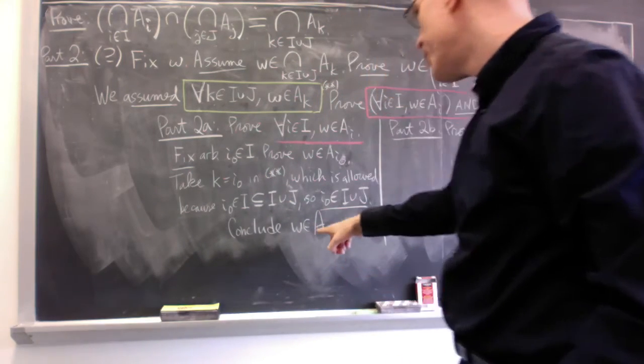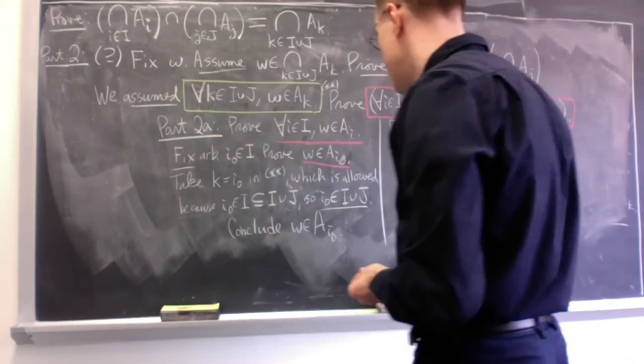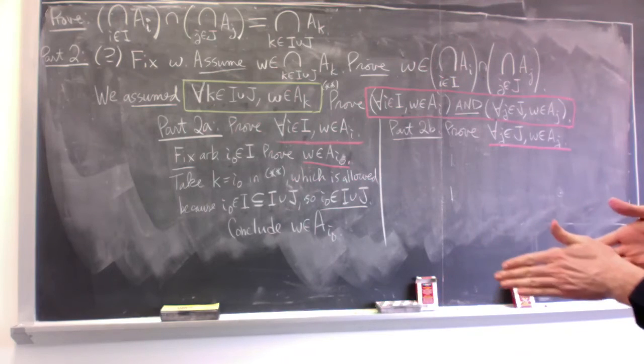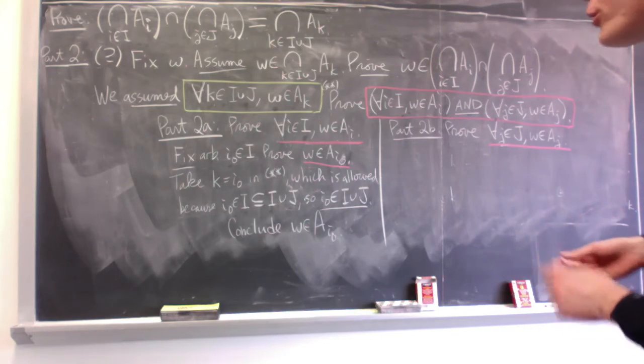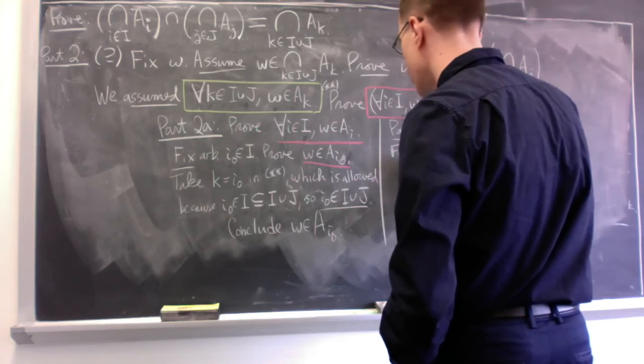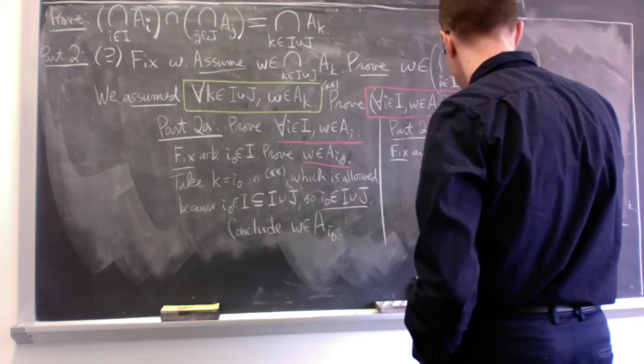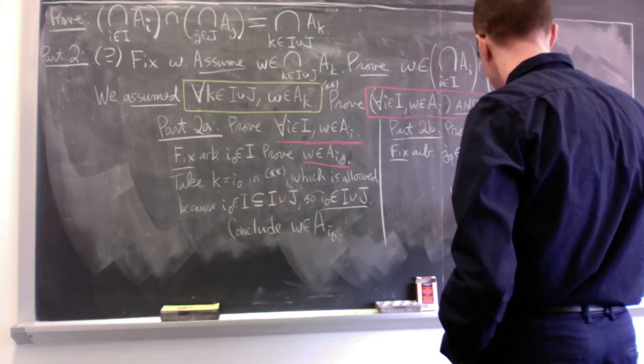So I get W is in A naught, which is the goal of part 2A. So I'm done with part 2A. And then part 2B is going to be virtually the same. We still have to do it, though. Fix arbitrary J naught in J. Prove W is in A J naught.